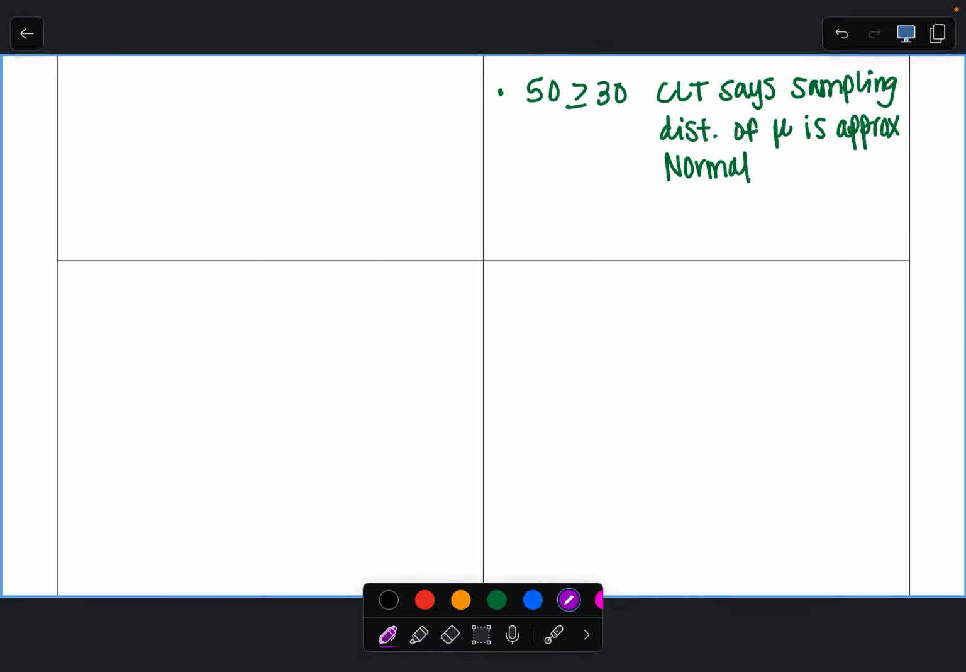For my people who are solely going to be calculator based, you have to name it. One sample t-test for means. And yes, as unimportant as it seems, if you wrote z-test instead of t-test, they would not give you credit for it. It has to be a t-test for means.